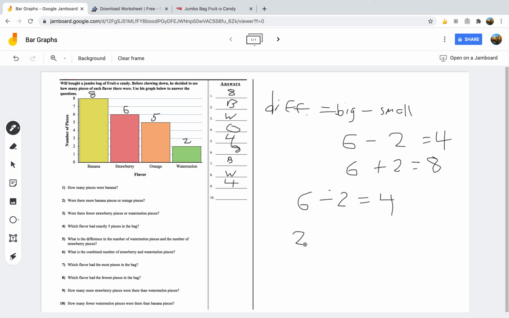The last one says, how many fewer watermelon pieces were there than banana pieces? So we have 2 watermelon pieces and we have 8 banana pieces. So it's asking you how much less is 2 than 8? And to solve that, we would use a difference again. We would do 8, which is the big number, minus 2, which is the small number. And that would give you a difference of 6. Not only does this mean that there's 6 fewer watermelon pieces than banana pieces, but it also means that there's 6 more banana pieces than watermelon pieces.